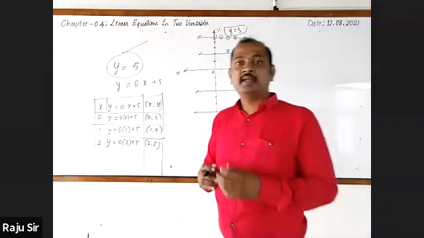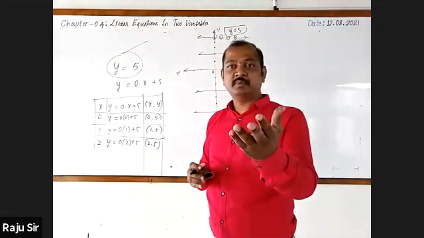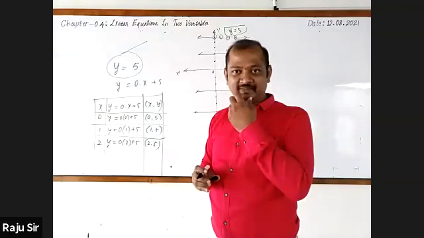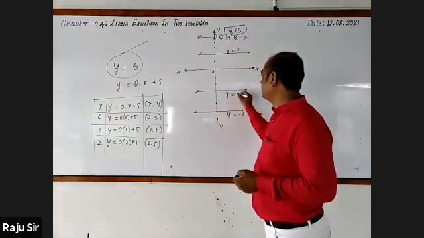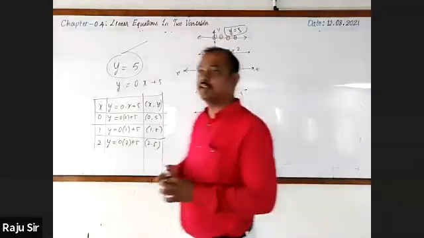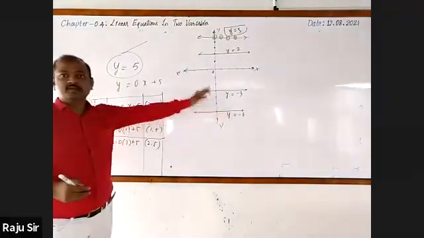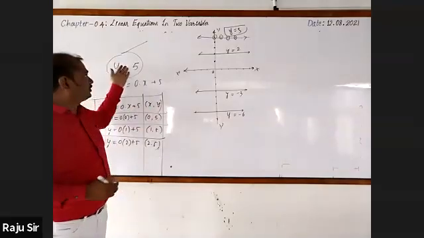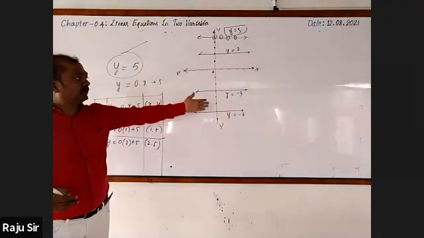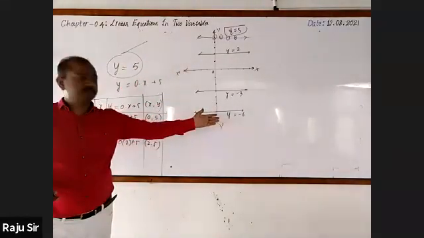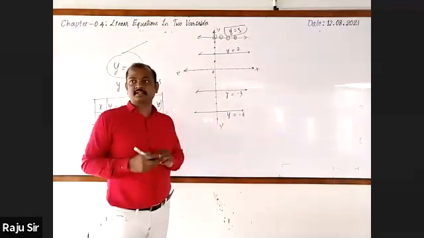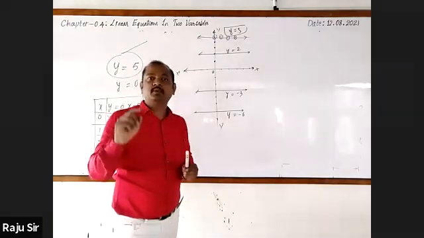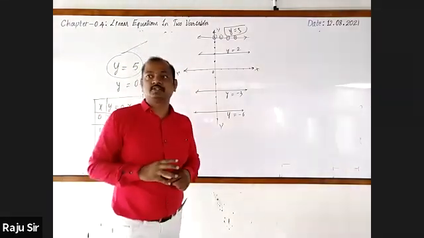I'm expecting the response from your side. Y is equal to minus 12. Look here. Here, y equal to 5, y equal to 2, y equal to minus 3, y equal to minus 6. All are parallel to the x-axis, one variable. Exactly. Anybody would like to make the conclusion?